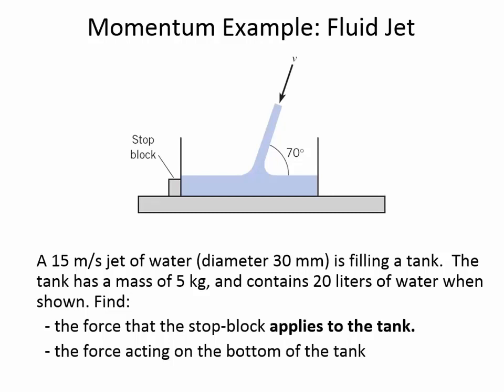What about this first one where it's talking about the stop block? I guess the stop block is here to make sure that the tank doesn't slide to the left. So is the force that the stop block applies to the tank the force holding the system steady, or is that the force that the incoming jet applies to the system? Holding the system steady. So that stop block is going to be pushing to the right with some force, and if it wasn't there, then the system may not be steady. It may start to slide depending on the friction of the bottom of the surface there.